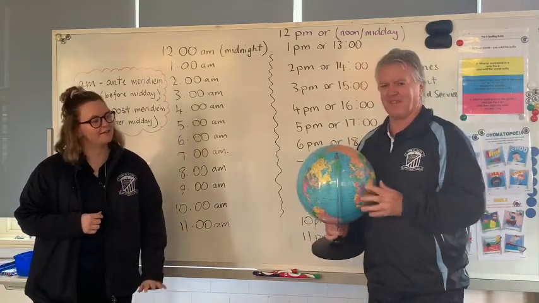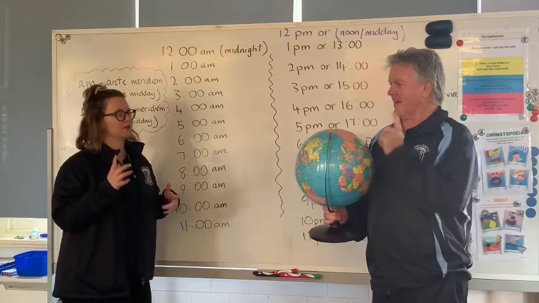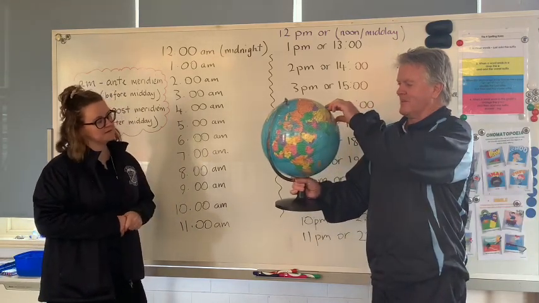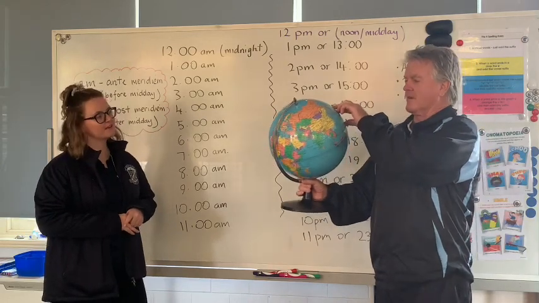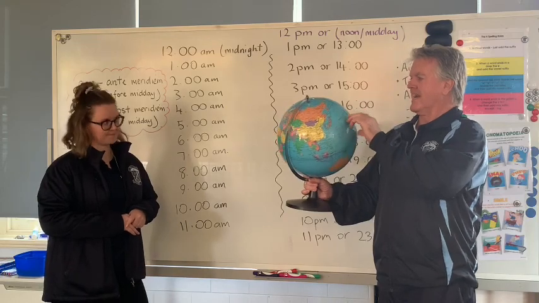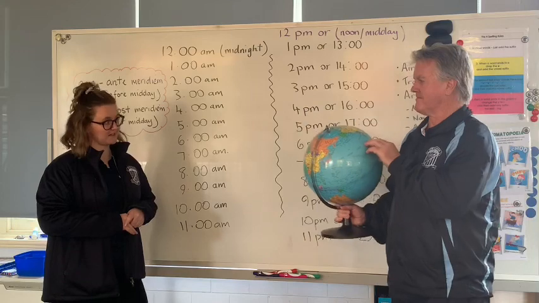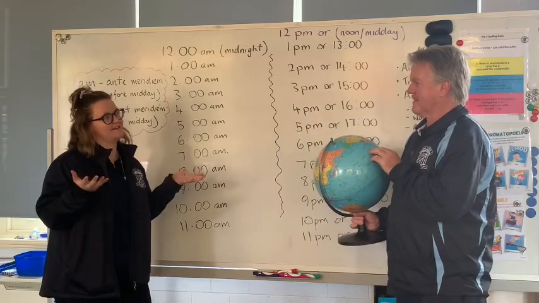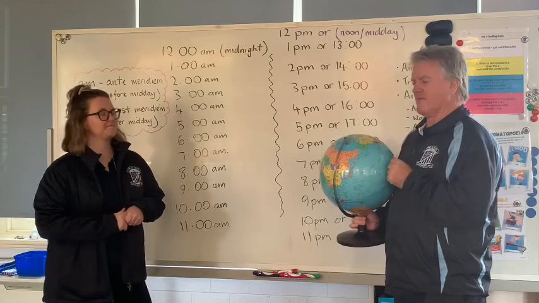Well, Mr. Shanahan, there are 24 hours in one day. So the Earth rotates around the Sun, and while it's rotating around the Sun, it is actually rotating itself, and it takes 24 hours for one rotation. Yeah, that's right. So that's why there's 24 hours in one day. So why do we use 24-hour time?